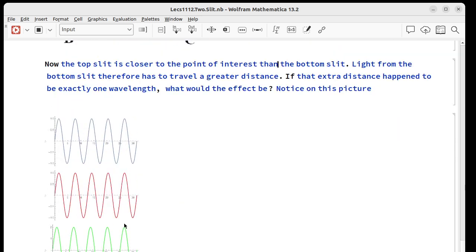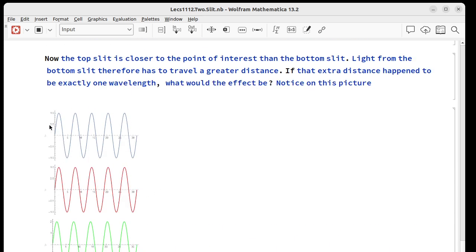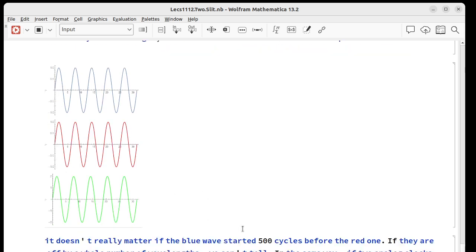So if we look at this, it doesn't matter when we look at these waves, this blue and red that are going to add to green. All that matters is the relative phase. This one's at a peak and this one's at a peak at the same time. It doesn't matter if the blue wave really started way over far to the left and the red wave started right here. So it doesn't matter how many extra cycles are involved. All that matters is the fractional cycle. Do they line up to within a fraction of a wavelength? So if they're off by a whole number of wavelengths, we'll never know.